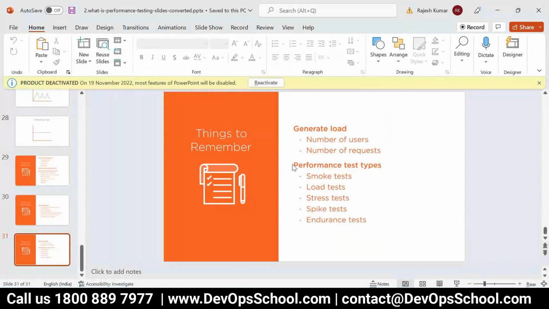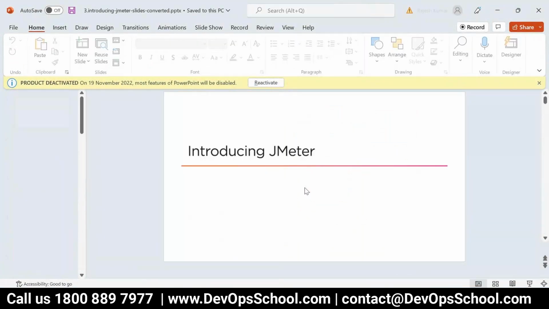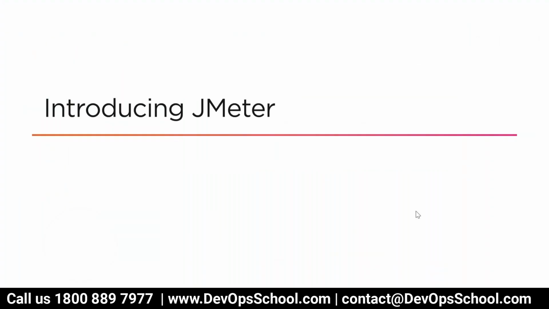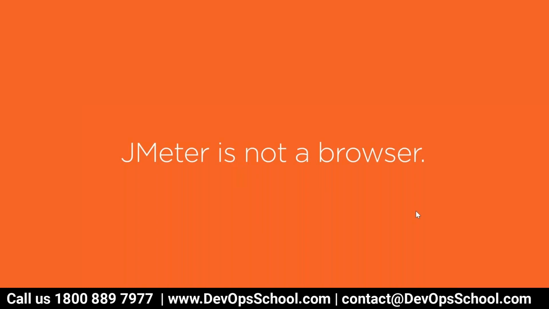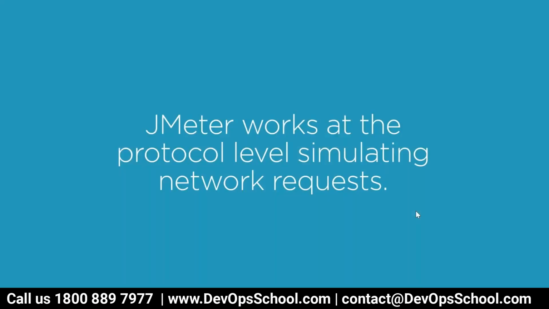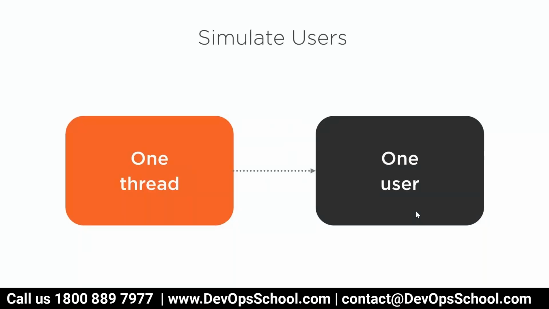So how can we do that? Let me show you here. So now we are going to understand JMeter. As I said, JMeter is not a browser. JMeter works at the protocol level, simulating network requests. In order to simulate the number of users, in JMeter we call it a thread, that will become a user in the real term.